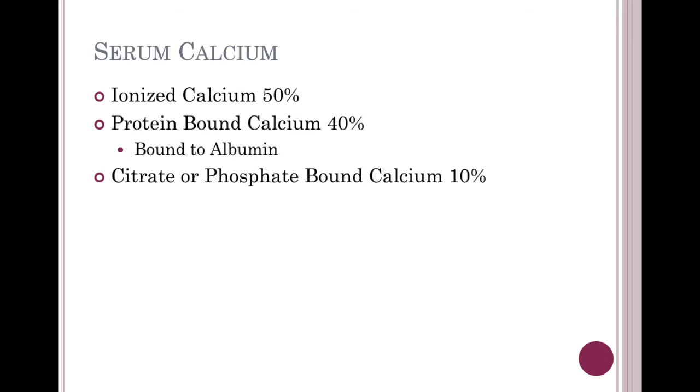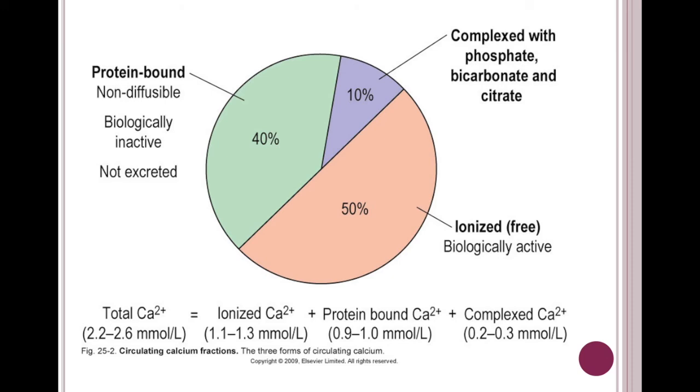Within the serum, about 50% of the calcium is ionized, about 40% is bound to albumin, and another 10% is bound or chelated by citrate or phosphate structures in the blood. And this is just the pie chart showing this, that what is ionized is free and biologically active, and then the calcium that is bound to the albumin is non-biologically active. And this is just showing that you have the total calcium and then the rough ranges for the ionized, the protein bound, and the complexed calcium.